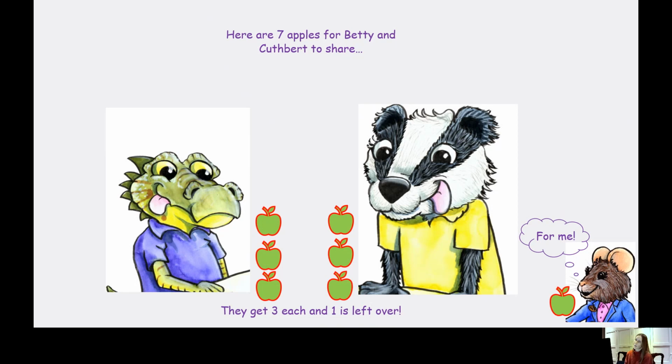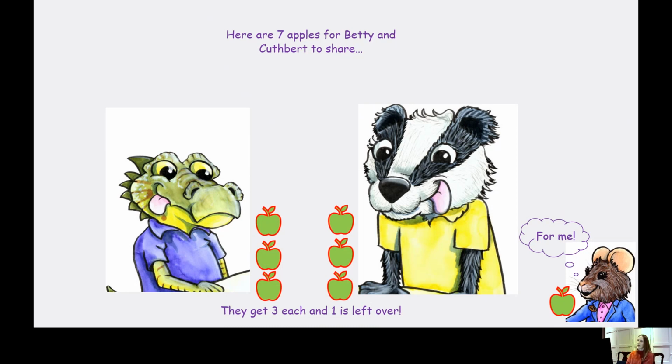There we go. So we can't share those out equally between just 2 people. And that will always be the case for an odd number. You'll get 1 left over when you try to share it out into 2 equal piles.